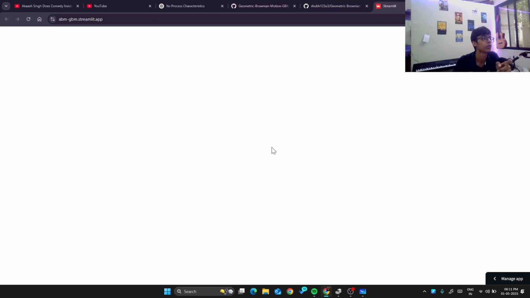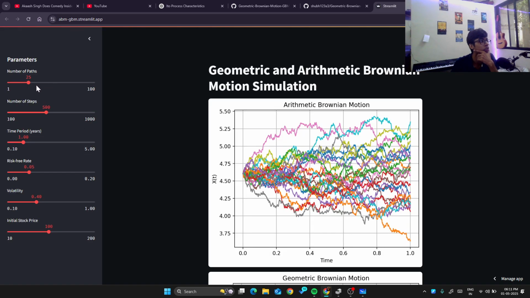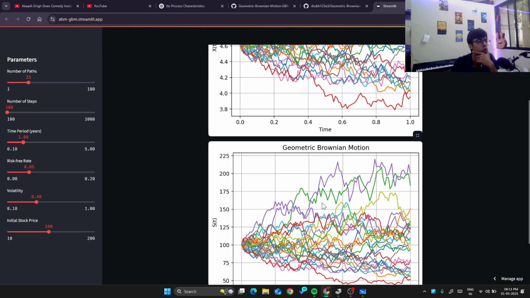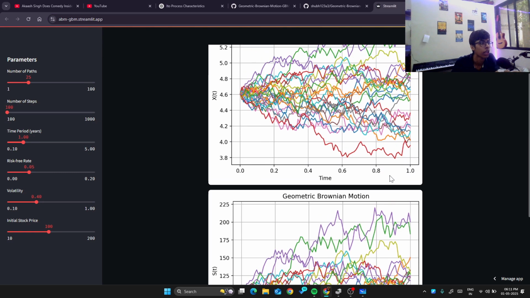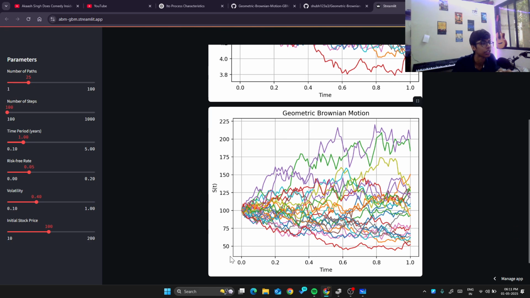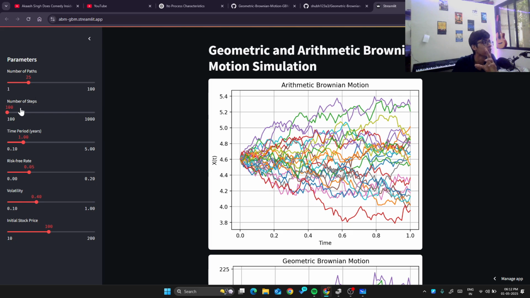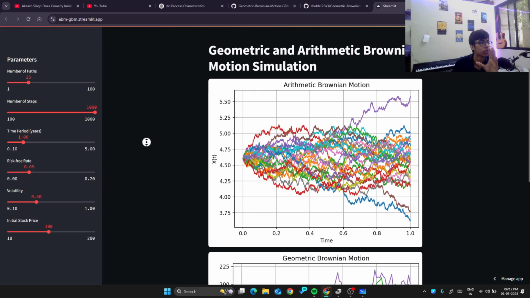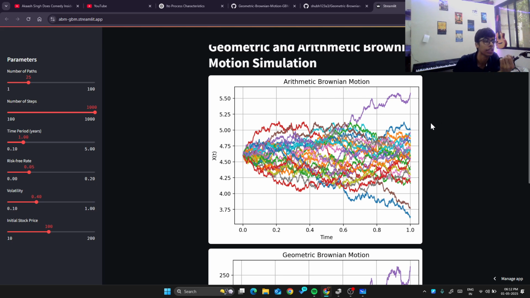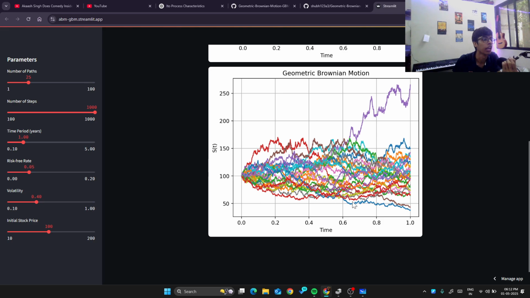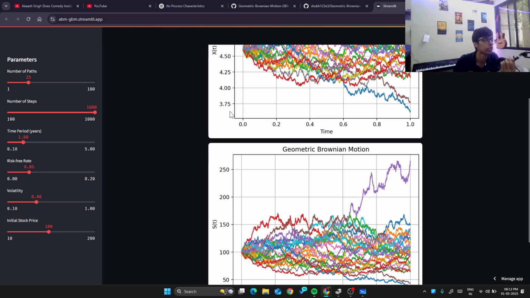Let me show you in a more proper way. Our number of paths is 25, and let's put our steps to 100. You can see the steps are not so many and the randomness is small, and some values are going below 3.8, right? But here it is not going below 50, it is following some path. Let me increase the steps. You can see the randomness increases because the number of steps increases. And maybe it is going between 3.4.